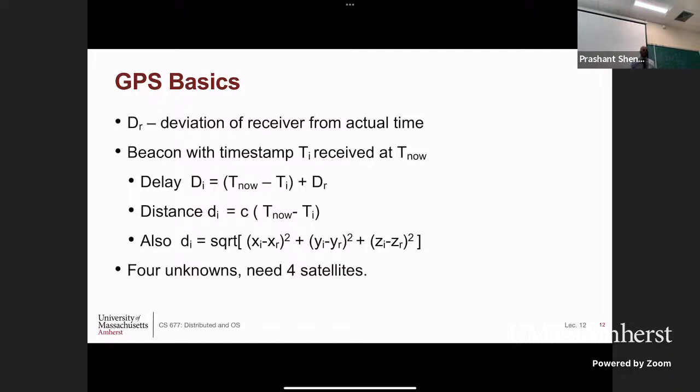of xi minus x squared and so on. Okay, so these two values are the same. So you set up these 4 equations, solve for 4 unknowns. Okay, and hopefully more than 4.